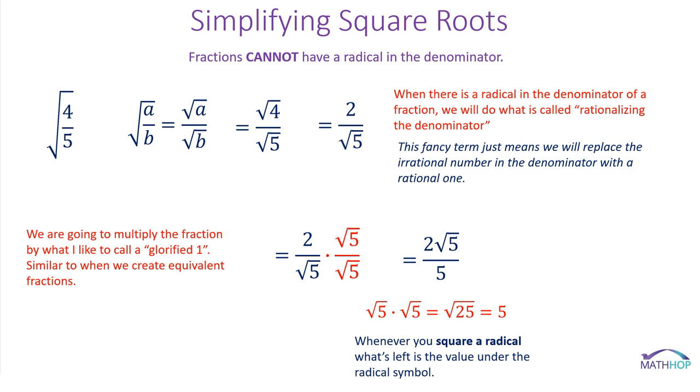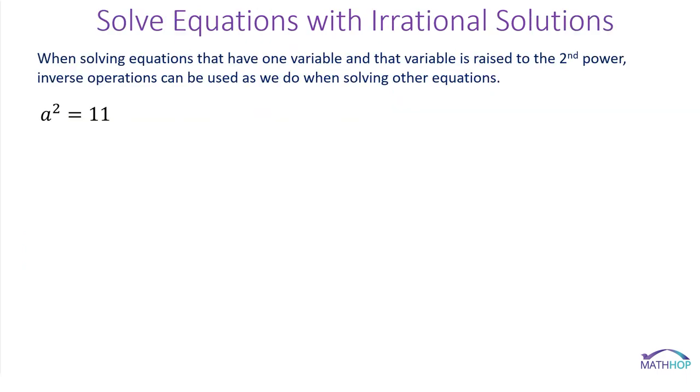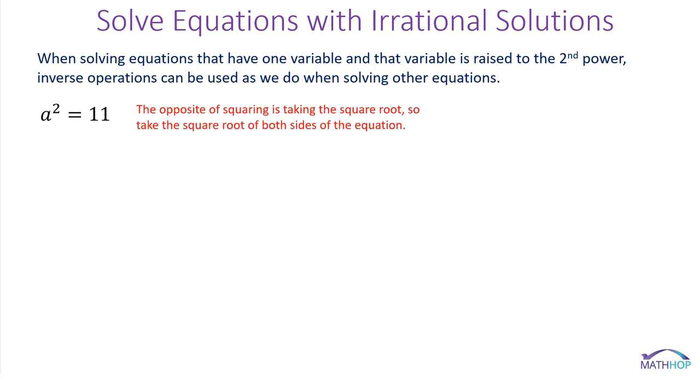Okay, the next part of this assignment had solving equations with irrational solutions. All right, so if you are solving an equation and it only has one variable, let's say it just has a single variable and that variable happens to be squared. Well, then we can use inverse operations because we now know what the opposite or the inverse operation of squaring is. So in this case, the opposite of squaring is taking the square root. Other than that, a is by itself. I don't have anything to add or subtract away or multiply or divide, so I'm just going to take the square root of both sides. The square root of a squared is a, and the square root of 11 is positive negative rad 11, right?